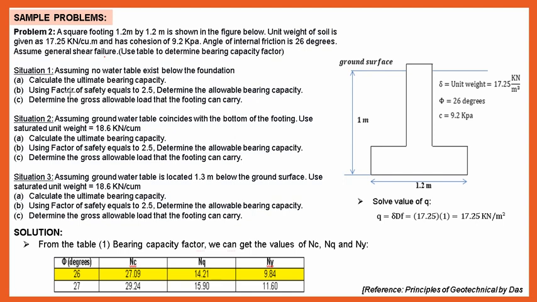We have to calculate our allowable bearing capacity if our factor of safety is equal to 2.5, and we also have to determine the gross allowable load that the footing can carry. Okay? So, pag wala tayong water table, yung pinakaunang kukunin natin is the bearing capacity factor, yung N sub C, N sub Q, and N sub Y. So, meron tayong angle of internal friction which is 26. So, meron tayo ditong value ng N sub C, N sub Q, and N sub Y.